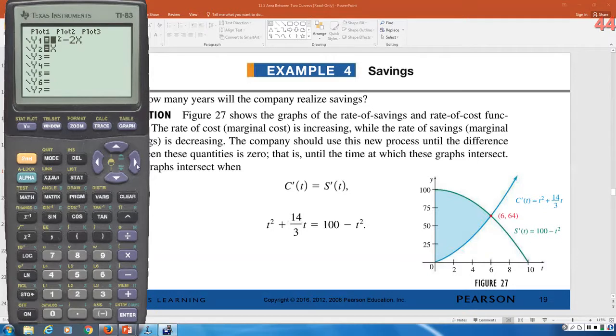And the functions are, see, this is going to be plus instead of minus. The 14 over 3 needs to be in parentheses, unless you've got the number 84, and then it'll make your fraction for you. And then S prime is 100 minus x squared. I'm just looking for where they're equal to each other to start with.